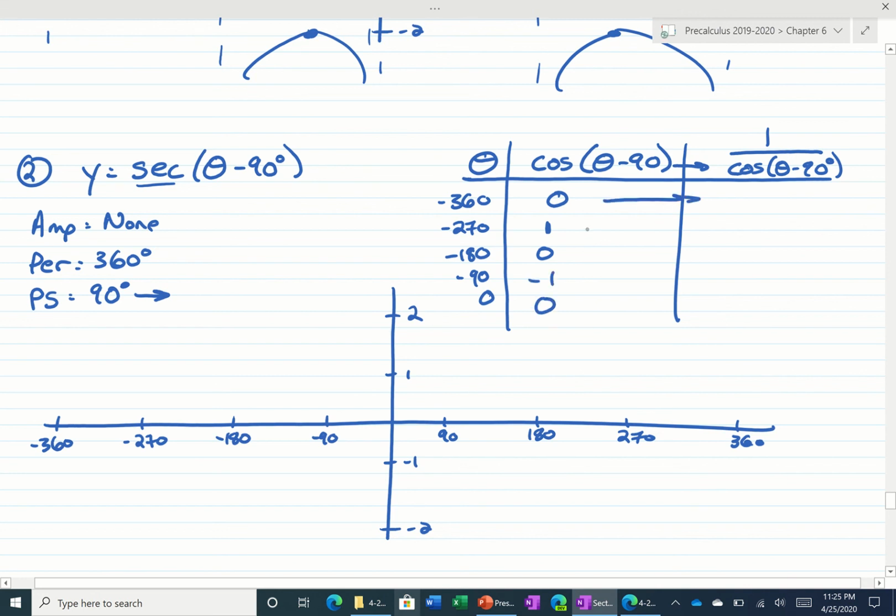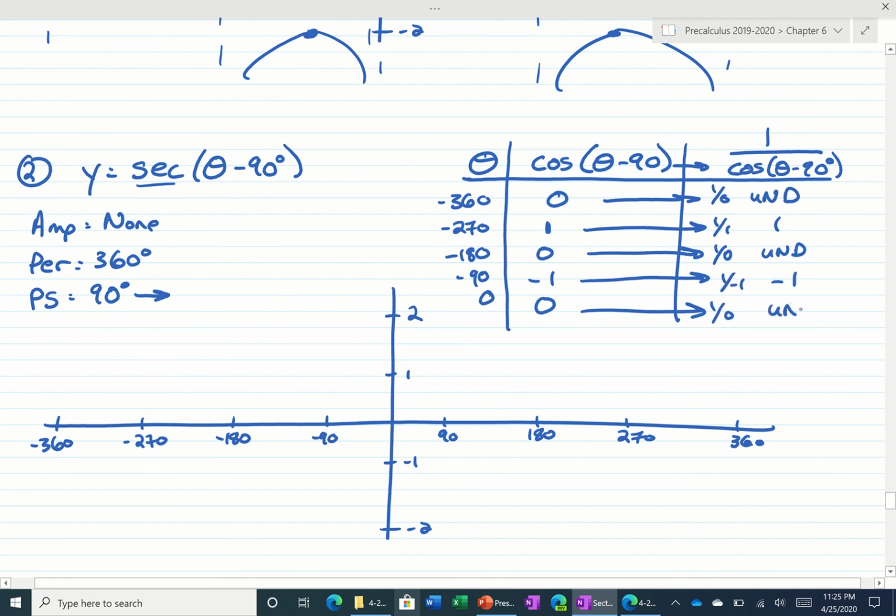Now to figure out what the actual graph looks like, we have to do 1 over that. 1 over 0 is undefined. 1 over 1 is 1. 1 over 0 is undefined. 1 over negative 1 is negative 1. 1 over 0 is undefined.